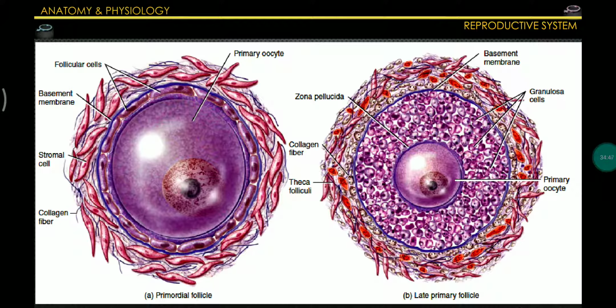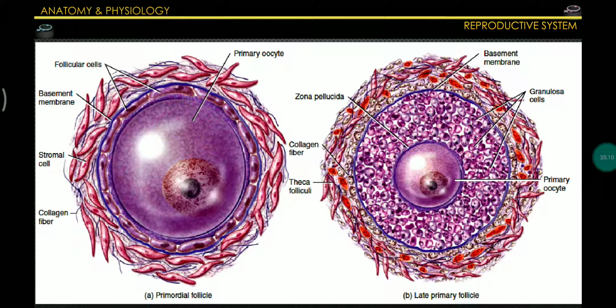And the first one is the primary or primordial follicle, which consists of a primary oocyte surrounded by follicular cells, which later form granulosa cells, and it is surrounded by a basement membrane and an outer layer of stromal cells. This is converted into the primary follicle.